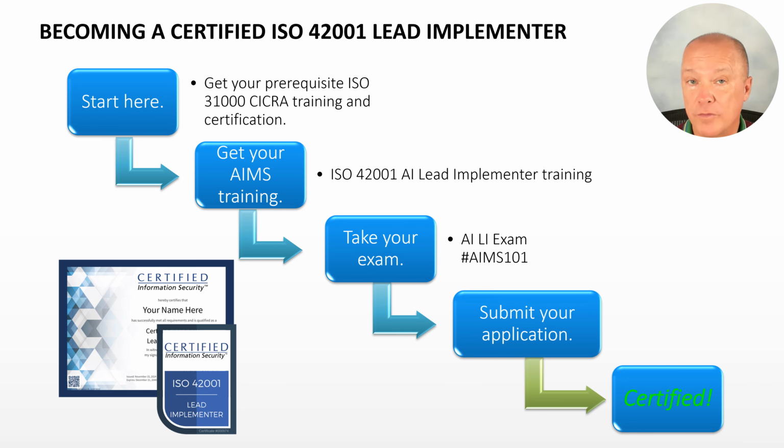Getting trained and certified as an ISO 42001 AI lead implementer is fairly straightforward. You'll begin by getting your prerequisite ISO 31000 CICRA training and certification. You'll then get your ISO 42001 lead implementer training, this program. You'll take your AI lead implementer exam, the AIMS 101 exam. You'll then submit your application for certification, and then, upon approval, get access to your digital credential online.